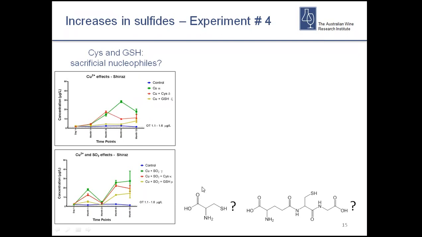But then we decided to add some cysteine as well as glutathione to these treatments, because we know that cysteine during fermentation can actually lead to an increase in hydrogen sulfide, and we thought that maybe cysteine and glutathione could also act as precursors for hydrogen sulfide through the desulfurization of their sulfur moieties, or maybe through the interaction of these sulfur moieties with other wine compounds.